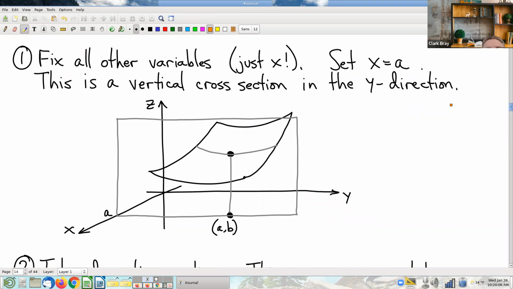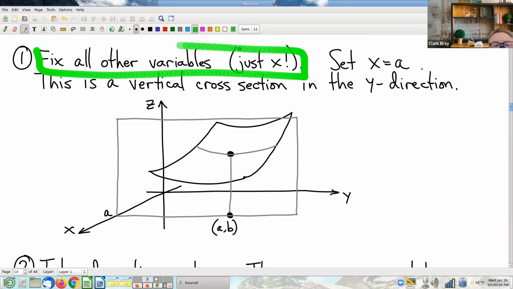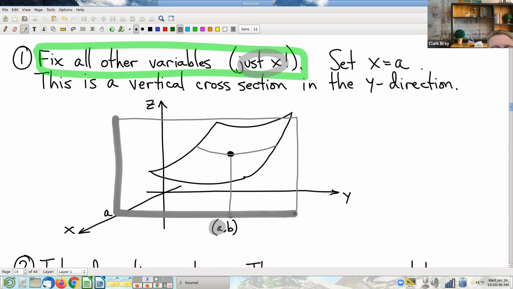Step one on a partial derivative is we fix all the other variables. That's just in general when you take a partial derivative. So what does it look like geometrically if we fix all the other variables? Well, there's only one other variable. It's just x. I'm going to fix x. So whatever the value of x is, in this case a, I'm going to declare a to be a constant. So we are going to therefore not leave this plane.